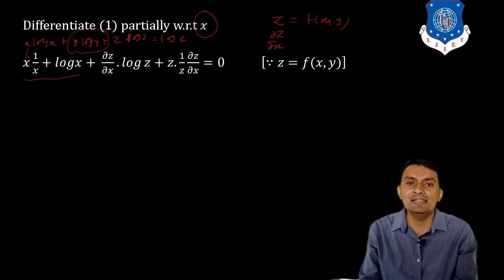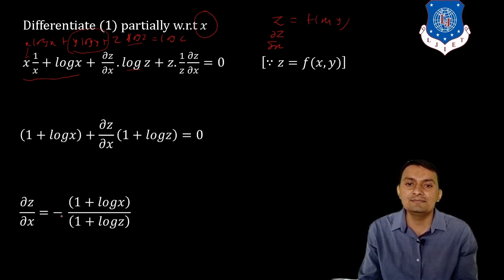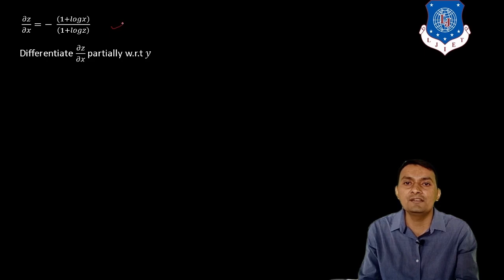So del z by del x, where we assume log z is constant, plus z times the derivative of log z, that is 1 divided by z into del z by del x, is equal to 0. From this it is clear that we can take del z by del x as the subject, and that will be minus times 1 plus log x divided by 1 plus log z. This we have already determined.